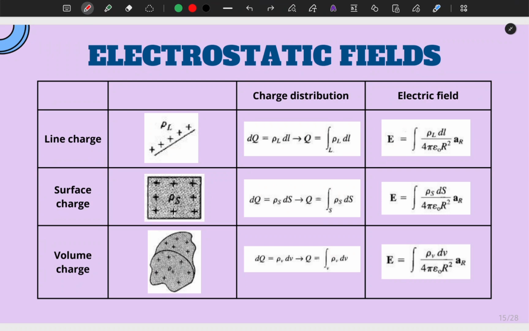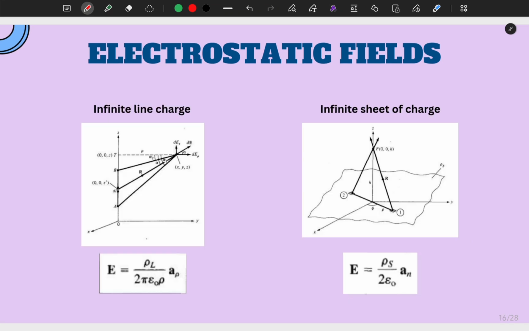Electrostatic fields are produced by stationary charges. Different charge distribution creates different field pattern such as line charge, surface charge, and also volume charge. And these are the equations for electric field in line charge, surface charge, and also volume charge. While this is the electrostatic fields in infinite line charge and also infinite sheet of charge.